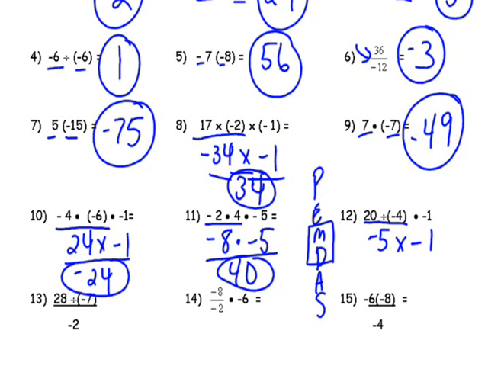I'm going to bring down the times -1. So 5 times 1 is 5. The signs are the same. They're both negatives. And when the signs are the same, it's going to be a positive result.